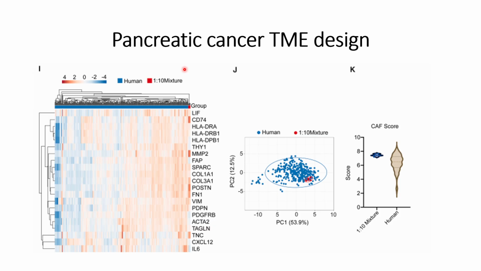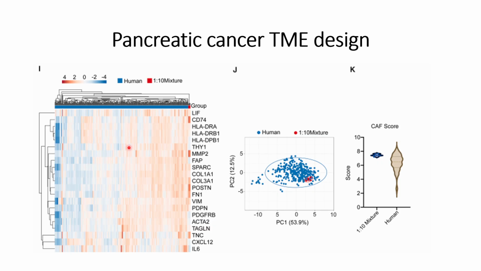For different CAF markers, in this panel, what they did was present the transcriptomic analysis of the human group and compare it with the 1:10 mixture for different cancer associated fibroblast markers. And what they were able to find out is that in the 1:10 mixture, the CAF associated genes are overexpressed or more expressed compared to the human group. This is evident from the transcriptomic analysis.